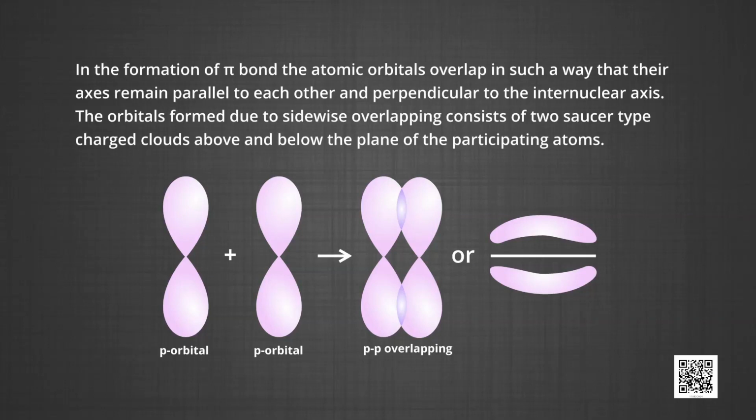The orbitals formed due to the side-wise overlapping consist of two saucer-type charge clouds above and below the plane of the participating atoms. Figure shows a pi bond formation or p orbital overlapping. Here now you can see the cloud of the electrons above and below the plane of the atoms. Now let us discuss the strength of the sigma and the pi bonds.